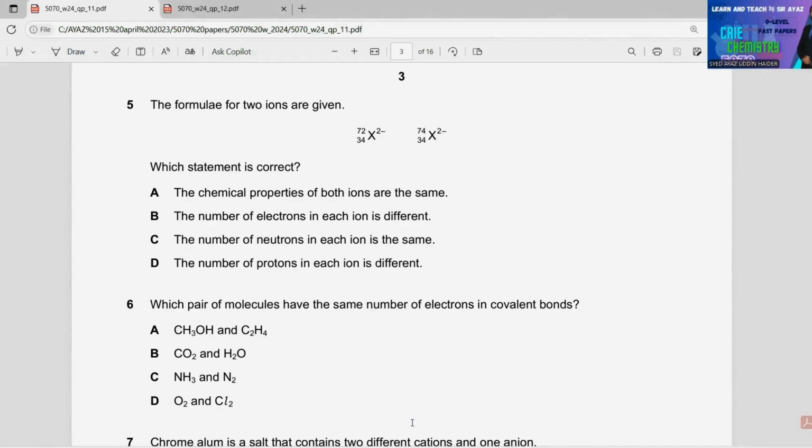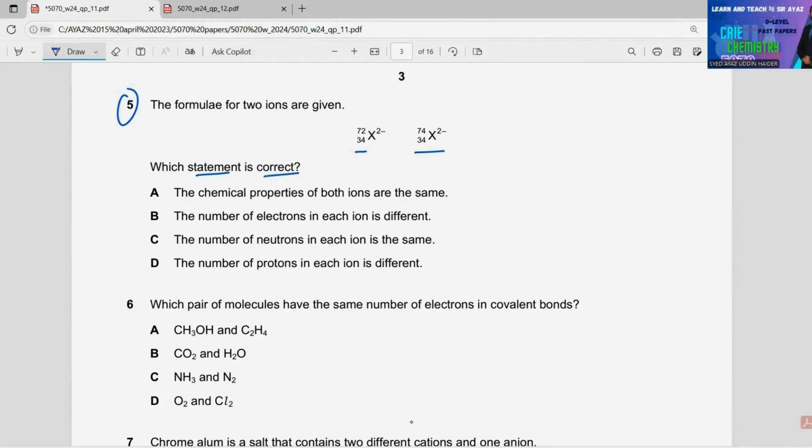MCQ number 5. The formulae for 2 ions are given. And here we are having formulae for the 2 ions. Both are having the same charge. That's 2 minus. And if you look at the proton number of these ions, they have the same number of protons, which means they belong to the same element. Which statement is correct? A.